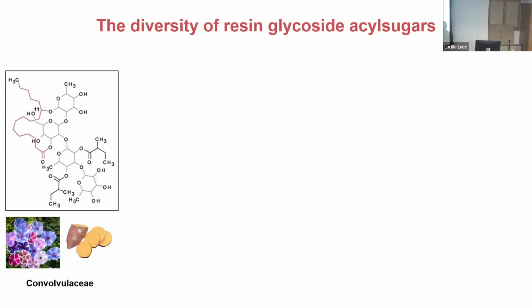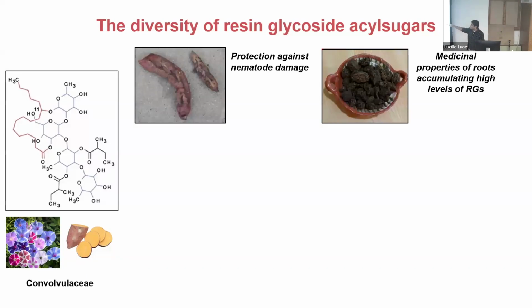These resin glycosides comprise of this oligosaccharide chain to which you have these acyl chains attached and this long C16 fatty acid with hydroxyl chain attached. And there are lots of variations upon this basic structure. These compounds are important against various insects and nematodes, and they also have medicinal properties.